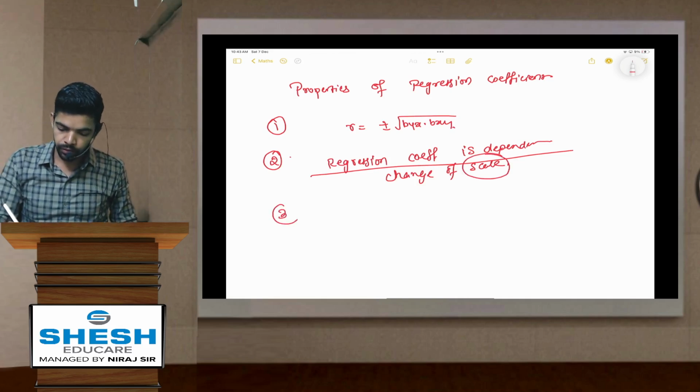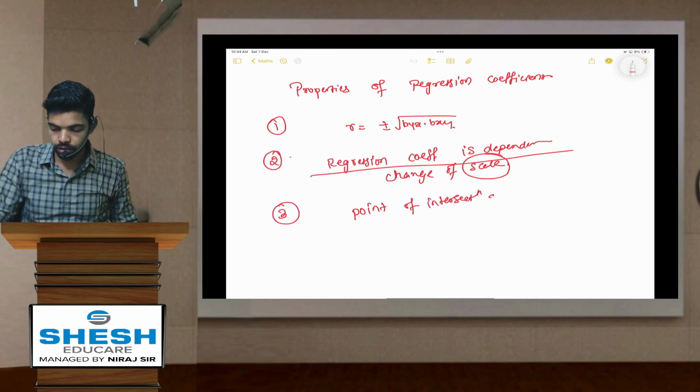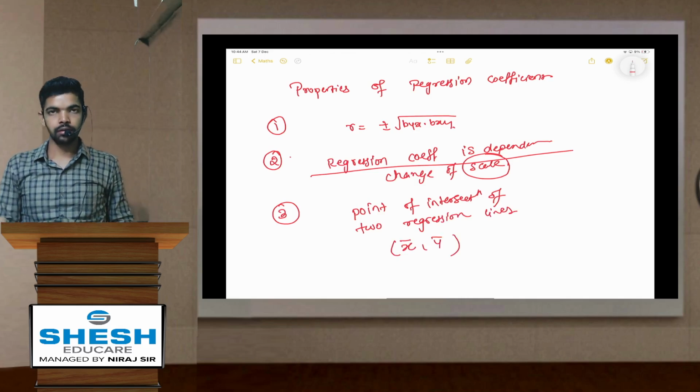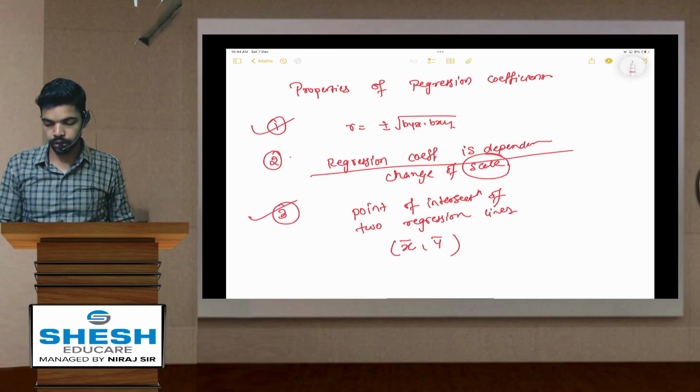Third, the point of intersection of two regression lines gives you the mean, x bar and y bar. Okay, these first and third are very important.